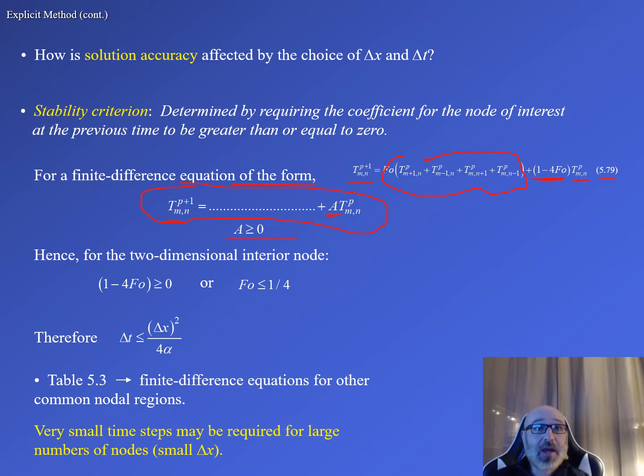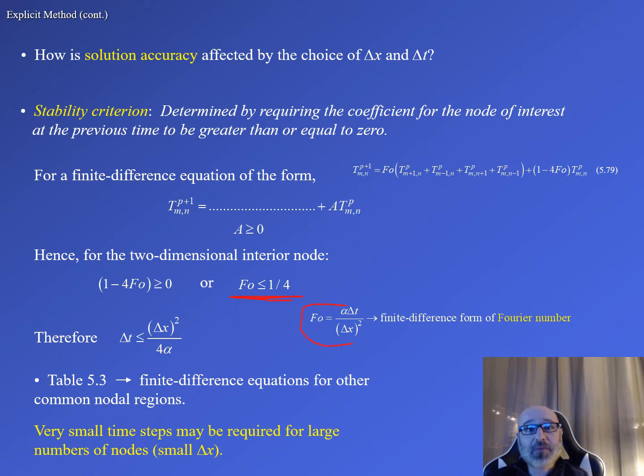So we can see that for a two-dimensional interior node, which we just saw from that equation 5.79, 1 minus 4 times our Fourier number is greater than or equal to 0, or we can rewrite that and say our Fourier number must be less than or equal to 1/4.